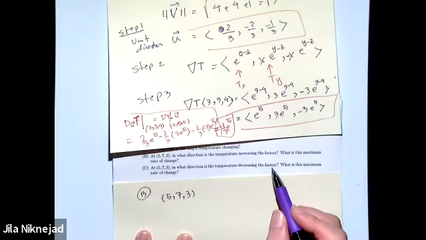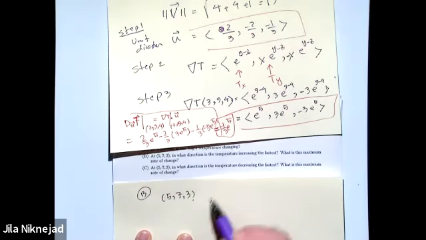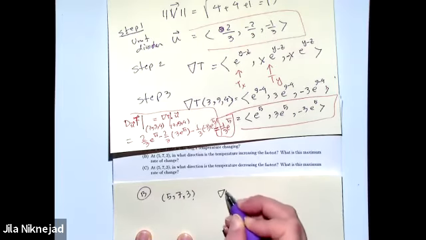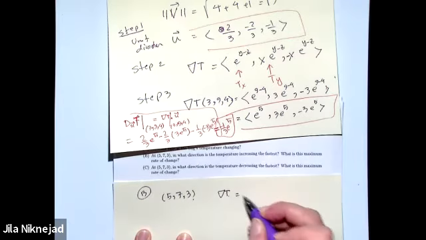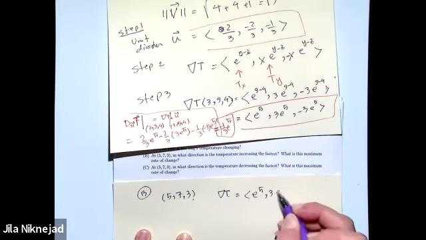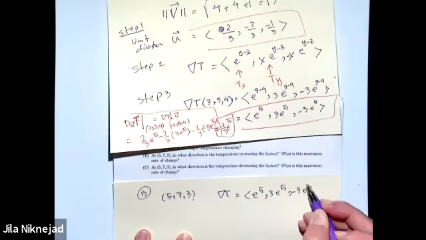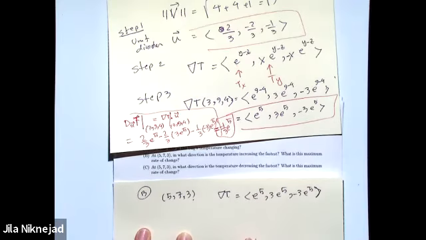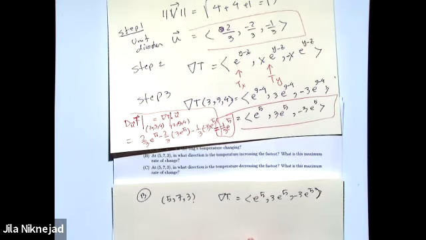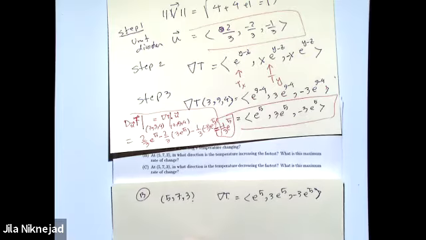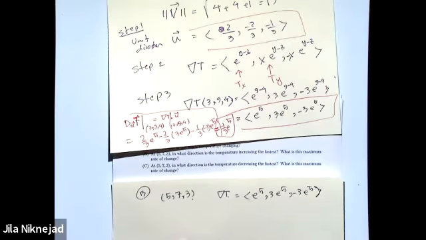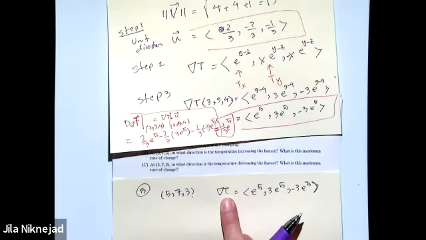And so the fastest increase should be in the direction of the gradient of T. So the gradient of T is equal to e to the power 5, 3 e to the power 5, and 3 e to the power 5. You can normalize this, or I'm sorry, find the unit vector by dividing by the magnitude. But since it didn't ask for the unit direction, this is good enough.